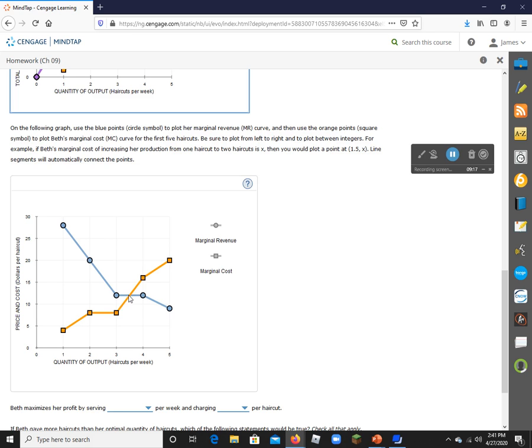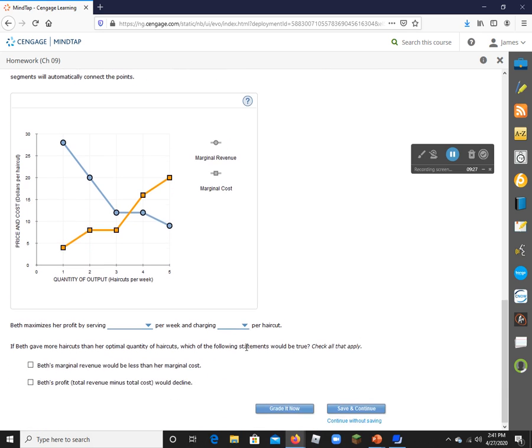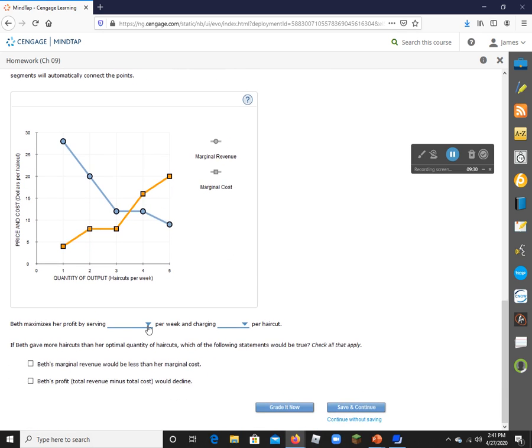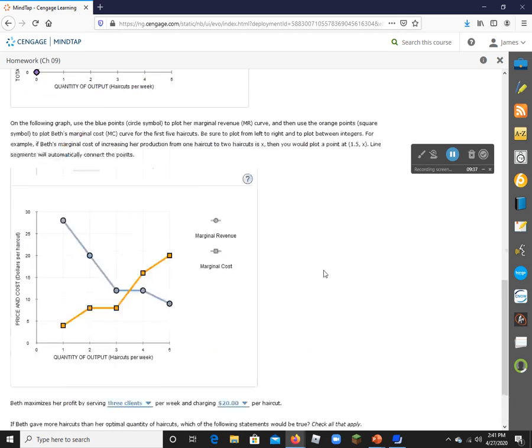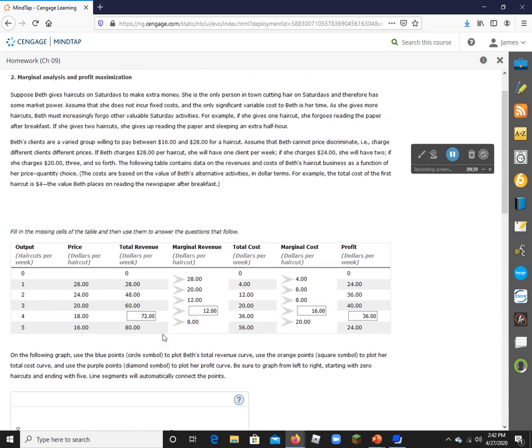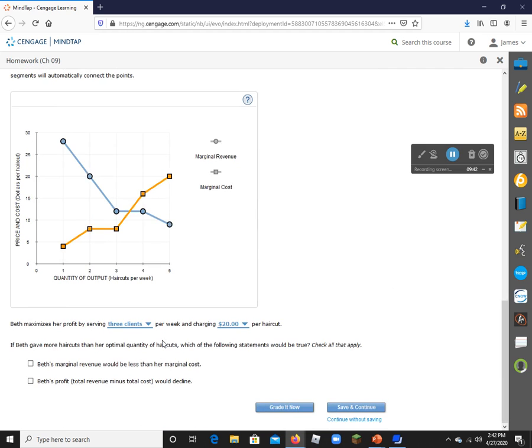Now, that comes out to be about 3.5. She can't do half a haircut, so she'll do 3 haircuts, because after that, the fourth haircut, her total profit will fall. So she maximizes her profit by serving 3 clients and charging, is it 20? Make sure. $20 a haircut. If Beth gave more haircuts, her marginal revenue would be less than her marginal costs, and her profits would decline.